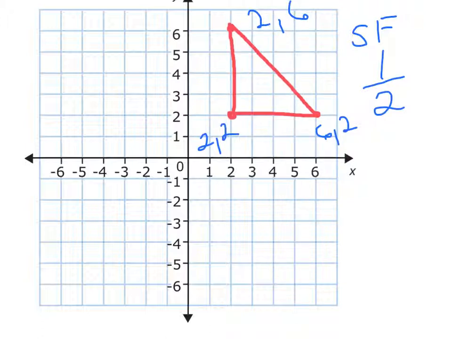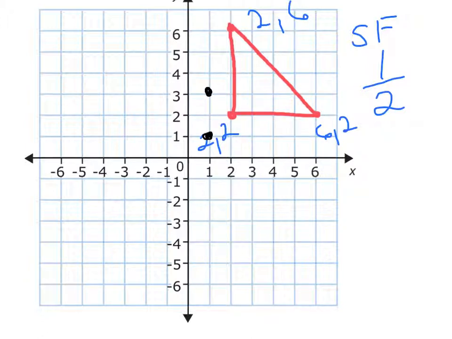Now, again, I'm going to look at each coordinate, and here, the first one, we have coordinates (2, 2). If I divide both the x and the y by 2, I'm going to move to (1, 1). Looking at my next set, I have (2, 6), and dividing both the x and the y by 2, I get (1, 3).